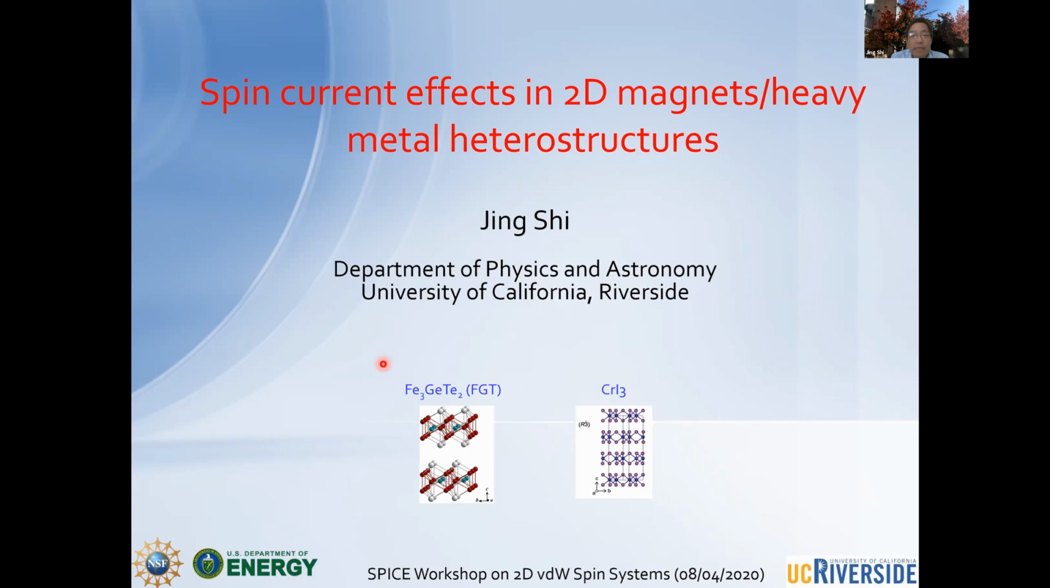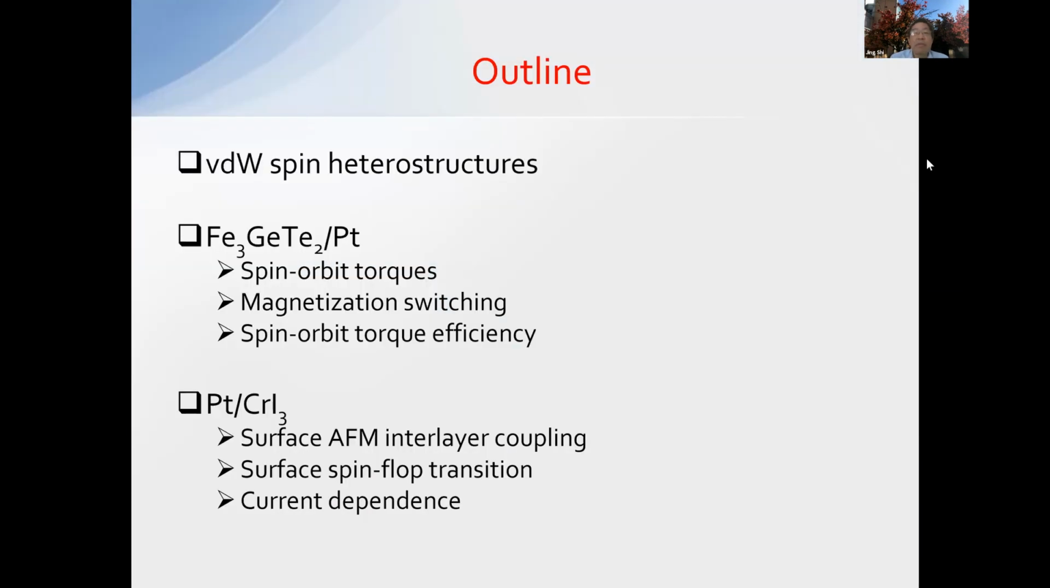So in this 30-minute talk, I'm going to talk about some experimental observations of spin current effects in 2D magnetic systems, and I would just focus on two representative layered materials in this family.